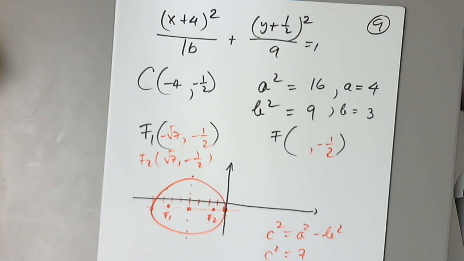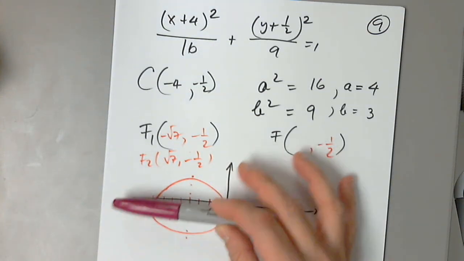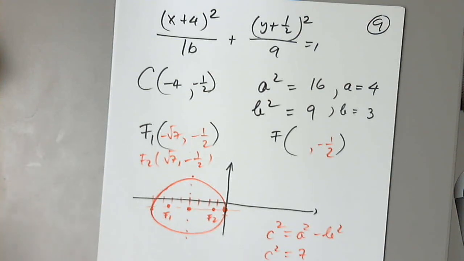Is that clear? Once you establish where the major axis is, you plot the center, then you will be able to determine the height of the foci, which is the y coordinate, and then you will determine the x coordinate with the formula. Are you okay? Perfect. Yes. How do we know which one is negative and which one is positive under root 7? Like F1 and F2, which one do we write negative under root 7?